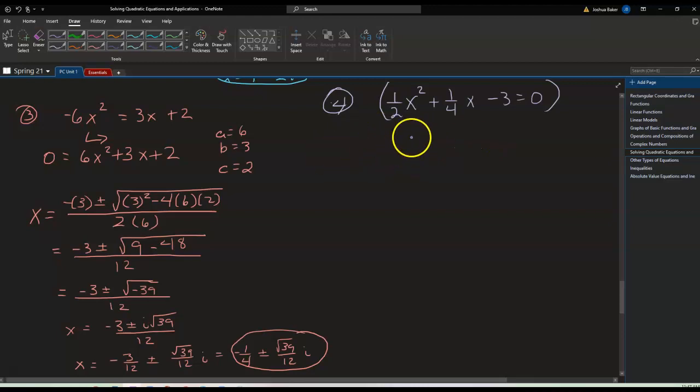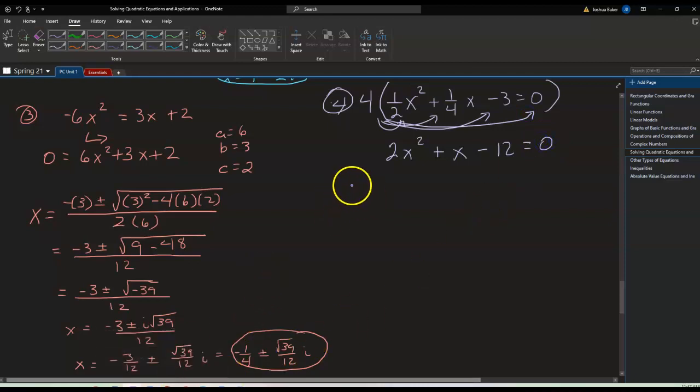The least common denominator of 2 and 4 is 4, and you should multiply the entire equation by 4. And so when you distribute this here, notice what happens. You get a nice, neat looking equation that does not have fractions. So now a is 2, b is 1, and c is -12. That's going to be a heck of a lot easier for me to deal with.